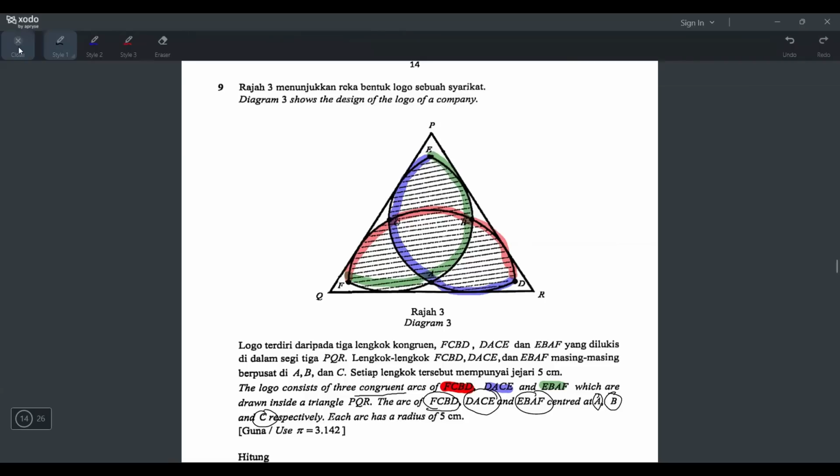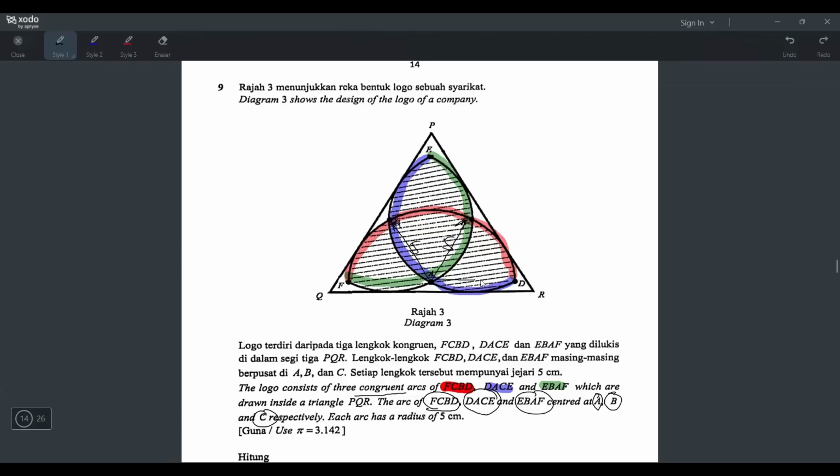So let's find out where's the center. So okay, center ABC. Where's A? Oh, this one is A. So this A is the center for siapa? For FCBD, the red color one. So this A is the center for the red color arc. It means if I tarik satu line like this, that would be the radius, right? So if I tarik a line like this will be the radius, which is 5. Dia cakap, right? Each arc radius 5. And this arc also 5.